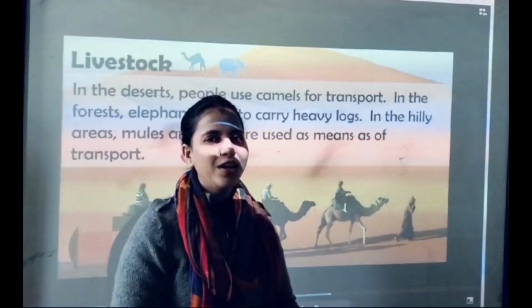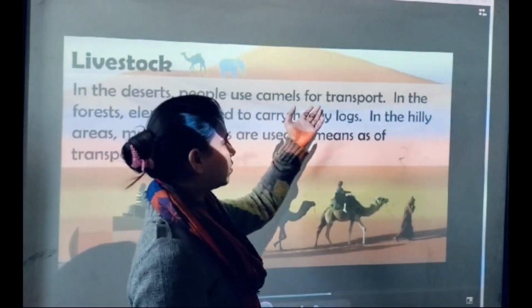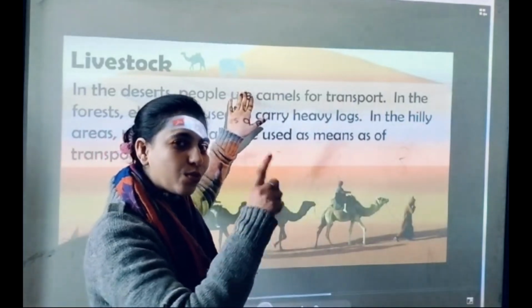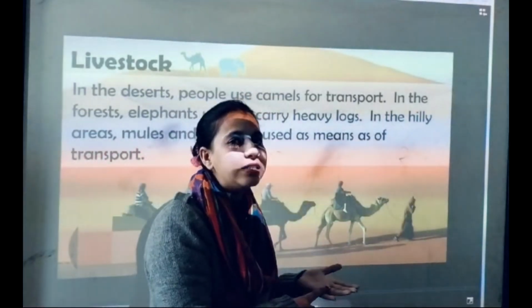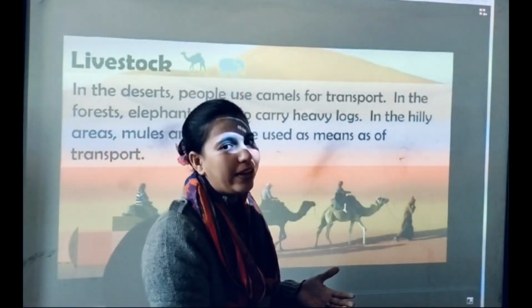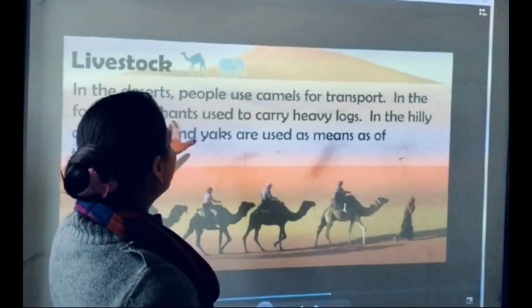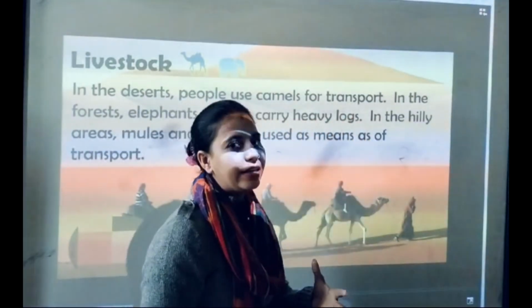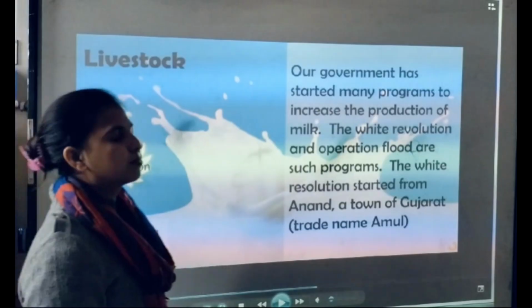Okay. So here is the next one. In the desert, people use camels for transport. As I told you, animals that are used for pulling the carts and ploughing the field are called oxen animals, and those animals which are used to carry heavy logs or weight are called beast of burden, right?